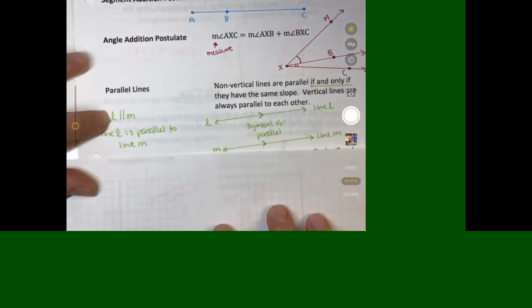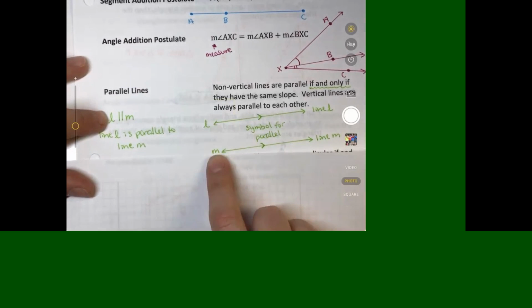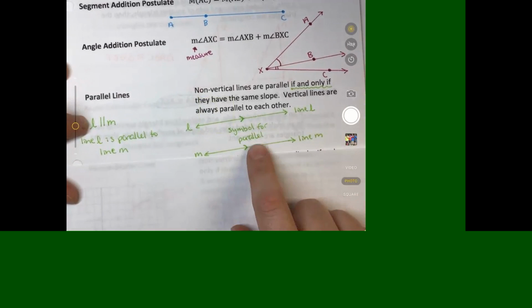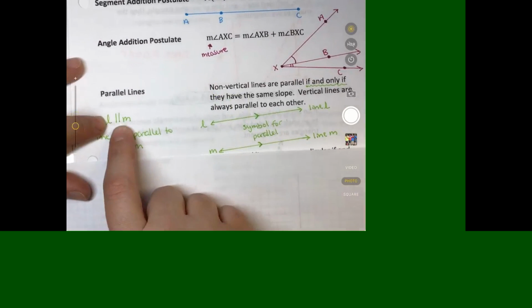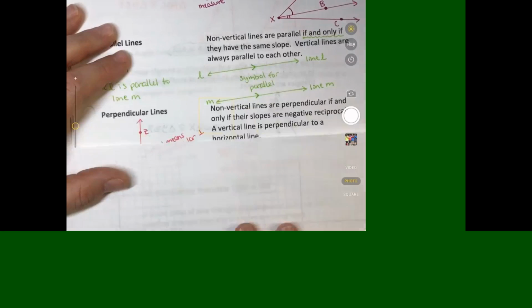All right, so here's how we write this. If I'm looking at these two lines here, we usually name them with just L and M, but you can also write them out as line L and line M. And so the symbol for parallel is this symbol right here. So I say L is parallel to M, or you can say line L is parallel to line M. The symbol for parallel is like these little arrows here, or you can use the parallel sign, like over here on the left side. Okay, so they have the same slopes.